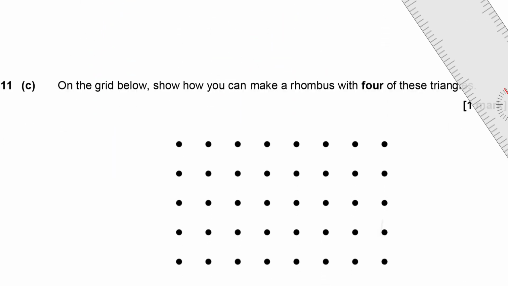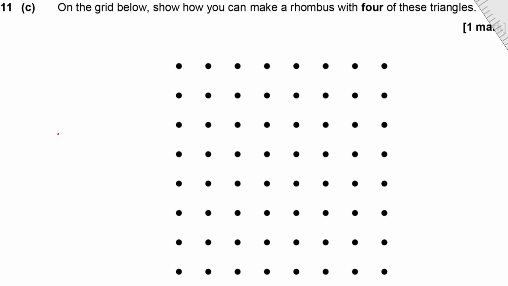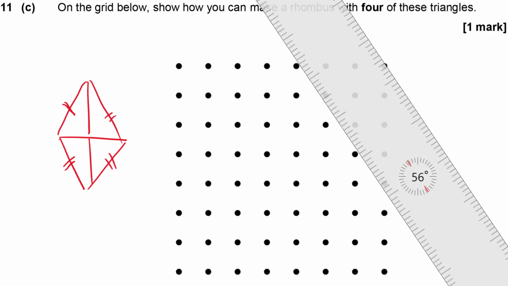Okay, last one. On the grid below, show how you can make a rhombus with 4 of these triangles. Okay, so a rhombus is a diamond shape, isn't it? And I could make a diamond shape by pushing 2 triangles together like that and then doing the same thing kind of underneath. Okay, and then that side is going to be the same as that side, it's going to be the same as that, it's going to be the same as that. So that will give me my rhombus then, won't it?